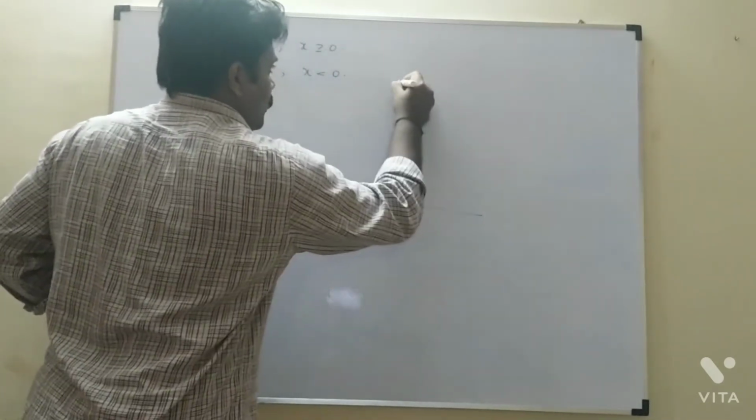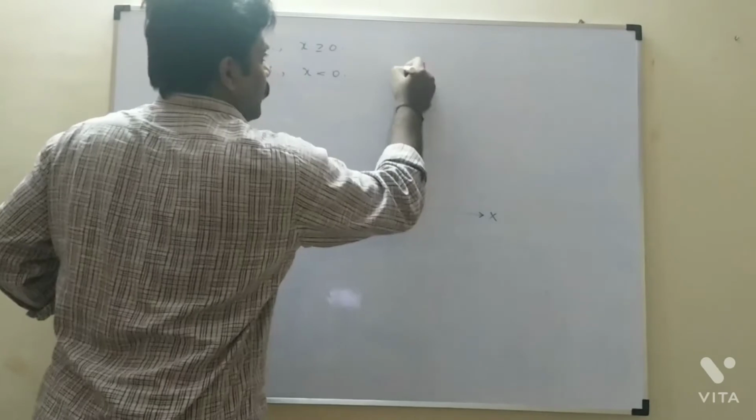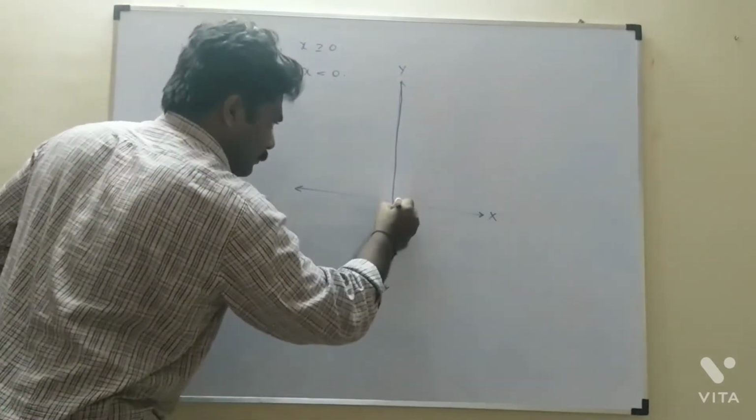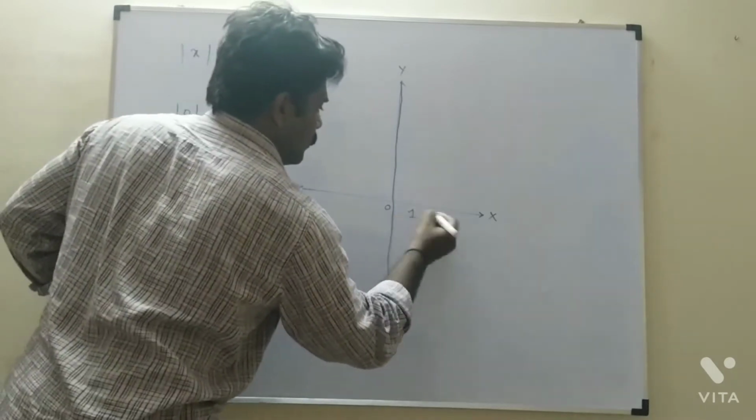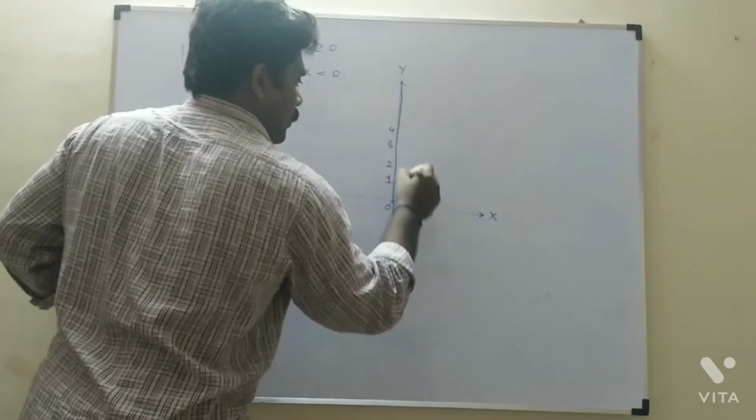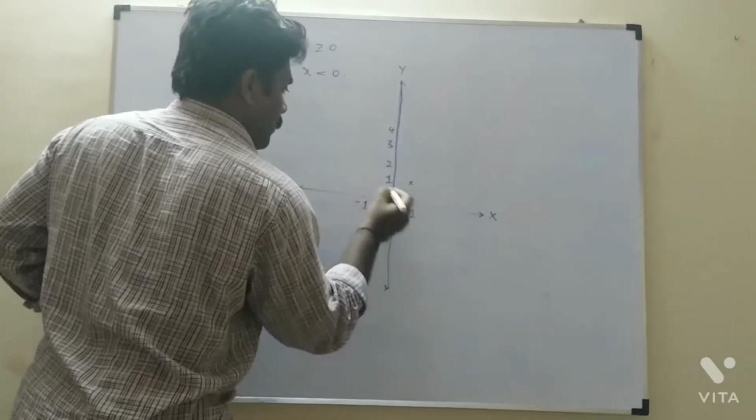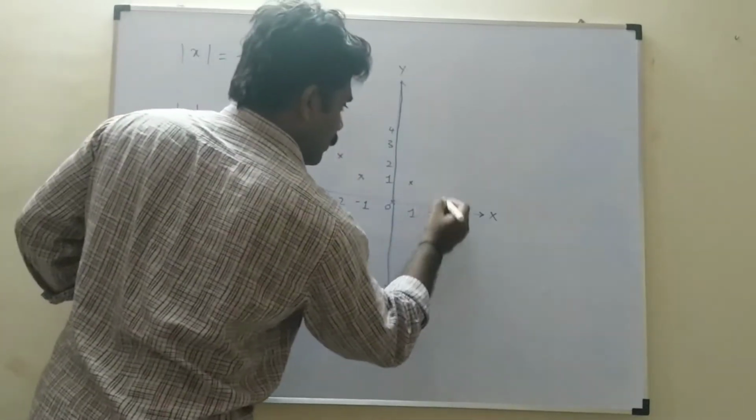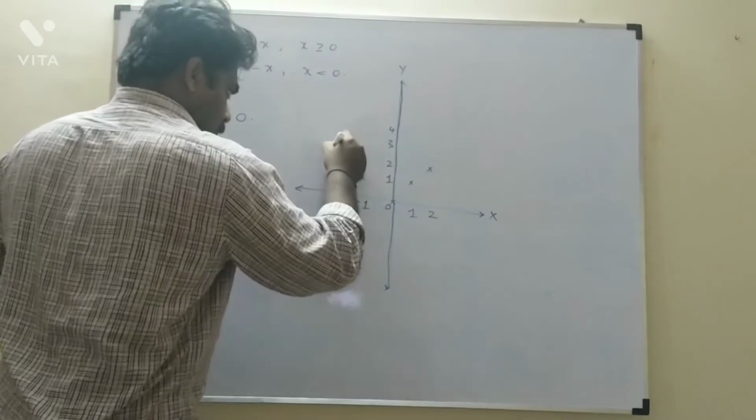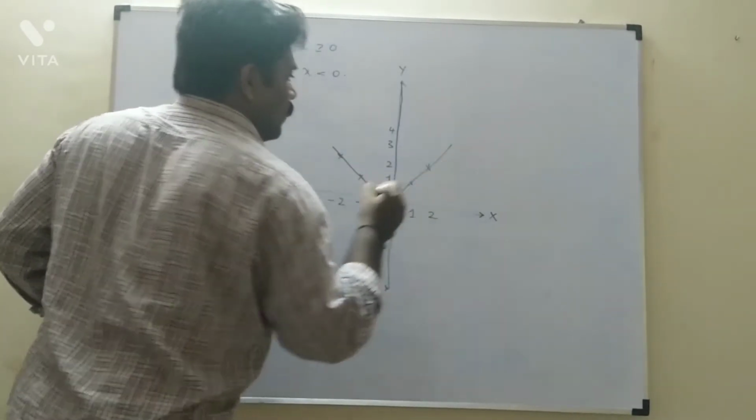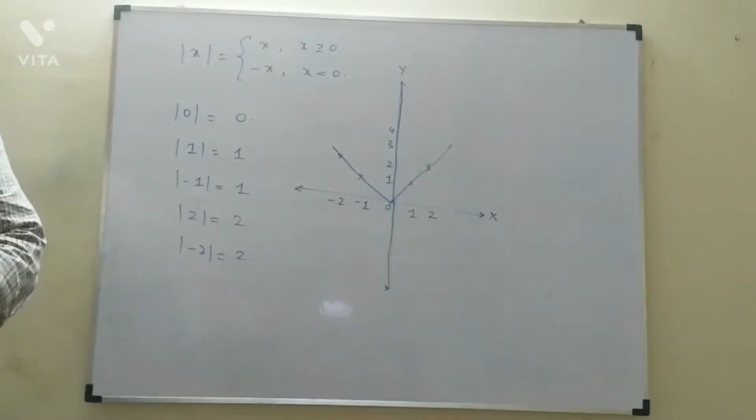So this is origin, x-axis and y-axis, right? Let us say this is 1. So 0, 0, 1, 1, and for minus 1 also it would be 1, for minus 2 it would be 2, and for 2 also it would be 2, right? This is how the graph of a modulus function would look like.